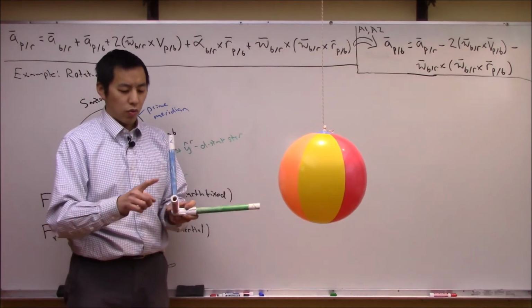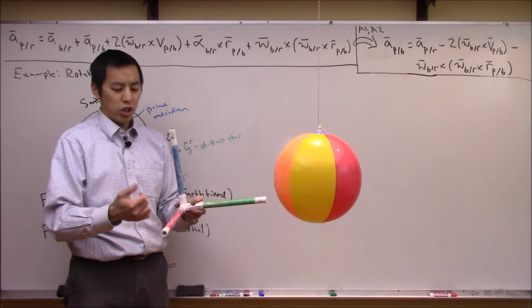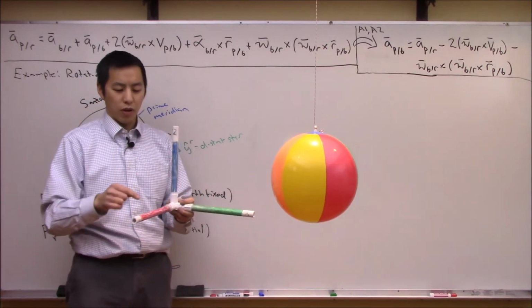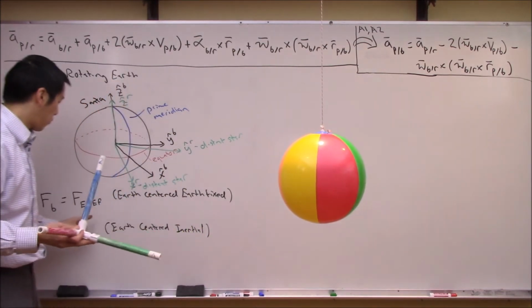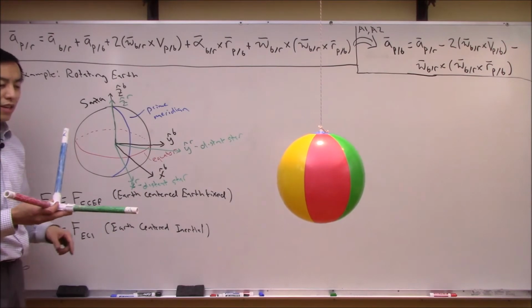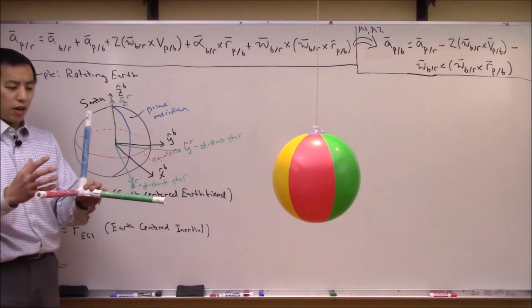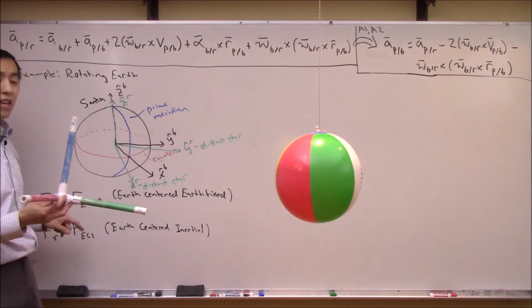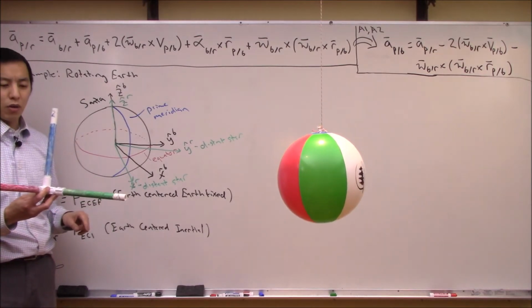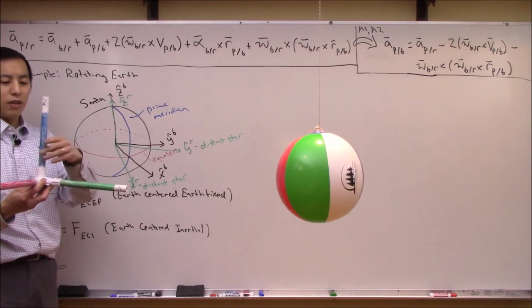Let's use red, green, blue, RGB for X, Y, Z, right? So red, green, blue, yeah, X, Y, Z. Okay, so let's look at these two frames, the ECEF and the ECI. So this is Earth here, right? Now, the ECEF, I think, is the easiest thing to think about here, right?